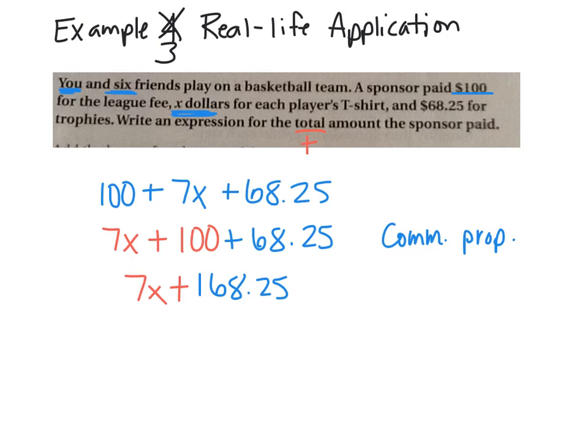Maybe in a real life situation, the team is all put together, everything's ready, but the t-shirt place hasn't given their total for each t-shirt. So yeah, this does make sense. It's not like they're saying, oh, we're not going to tell you. It's just the fact that it's unknown right now. And that's what algebra and variables are all about. So this is as far as we can actually solve it. The expression for the total amount is 7x plus $168.25.